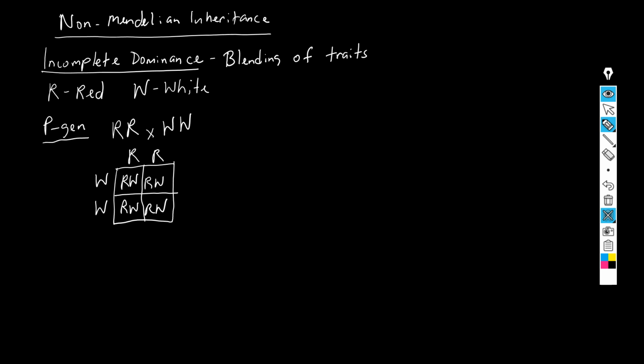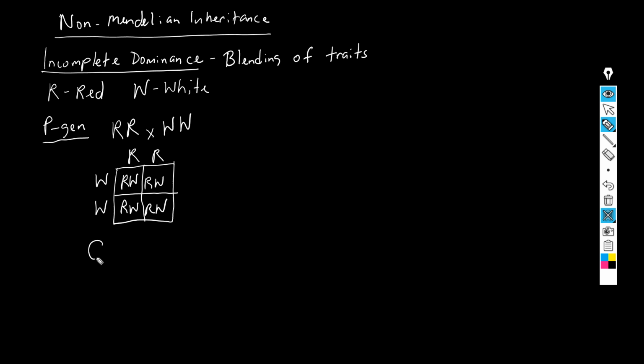A good rule of thumb that you can use is if you're dealing with different letters, whether it be incomplete dominance or codominance that we're going to learn about here in just a little bit, use the alphabet as your reference. So R comes before W in the alphabet. So I'm going to put R first every time while dealing with this incomplete dominance problem.